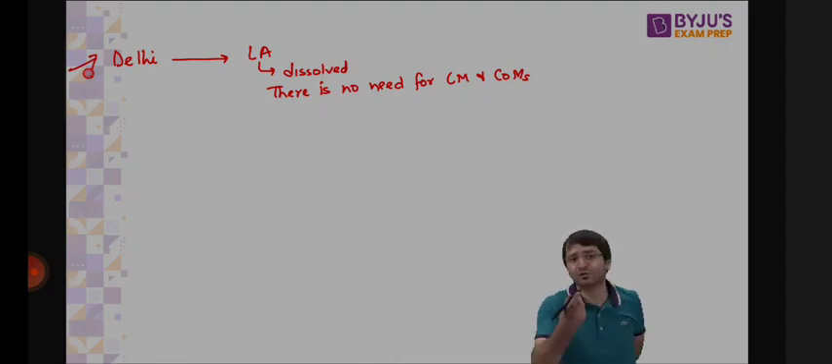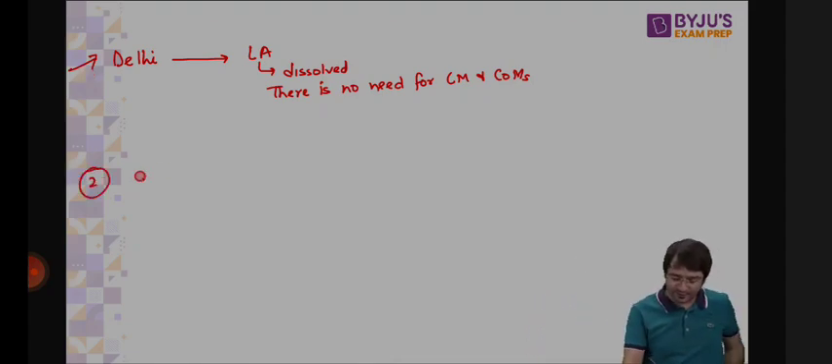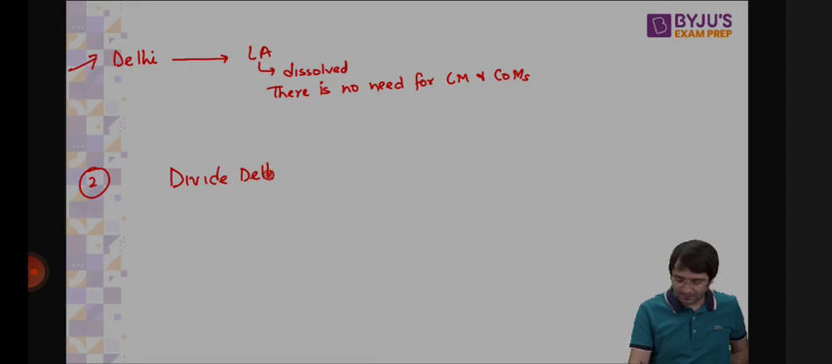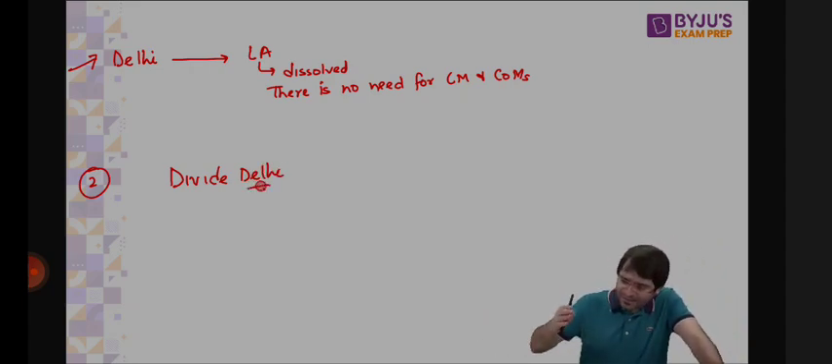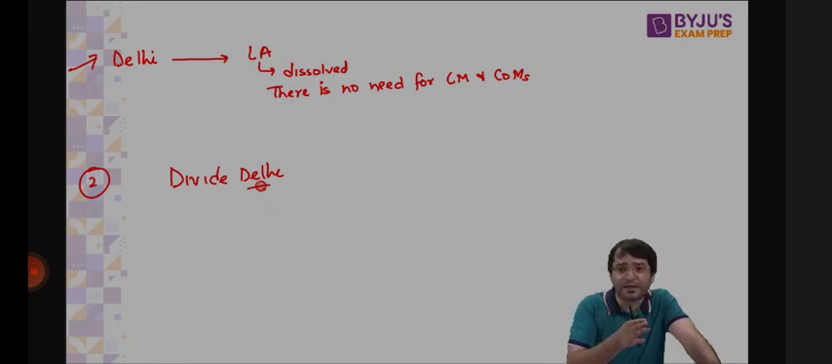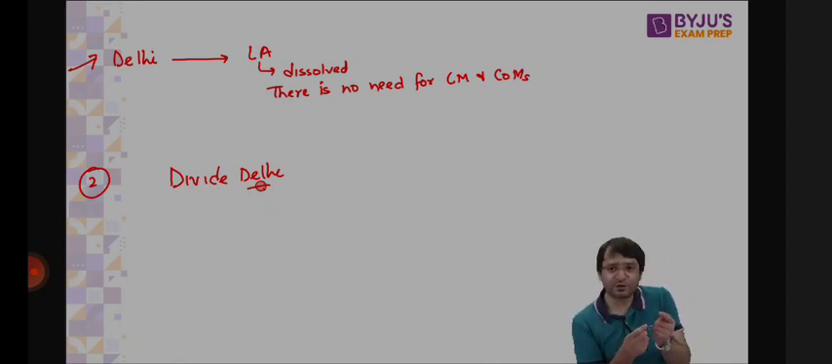Or there can be another solution. Divide Delhi. Whether you call it Old Delhi and New Delhi or whatever it is, there are civilian areas in Delhi, and there are diplomatic areas in Delhi. There are areas in Delhi where, in Chanakyapuri, for example, you have the embassies and the consulates of the foreign governments.